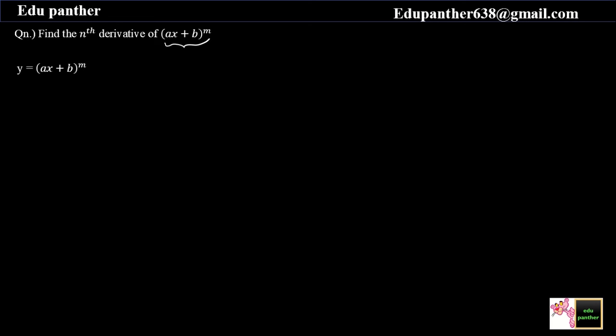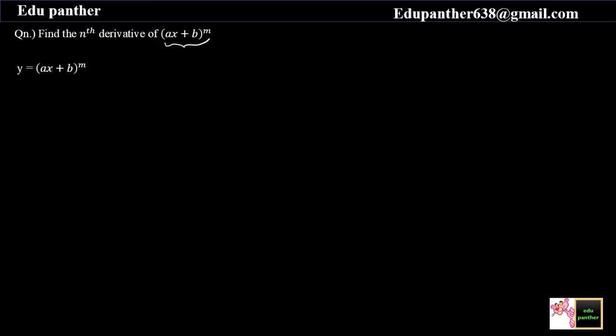So first take your function as y equals ax plus b raised to m. Here the value of m is not given and the value of n is also not given, so how many times we have to differentiate is not fixed. In such cases the procedure is to find the first order derivative, the second order derivative, and differentiate the function 3 to 4 times, so that we can find a pattern in the derivatives and write the general formula for that pattern. We'll try to do that for this function.